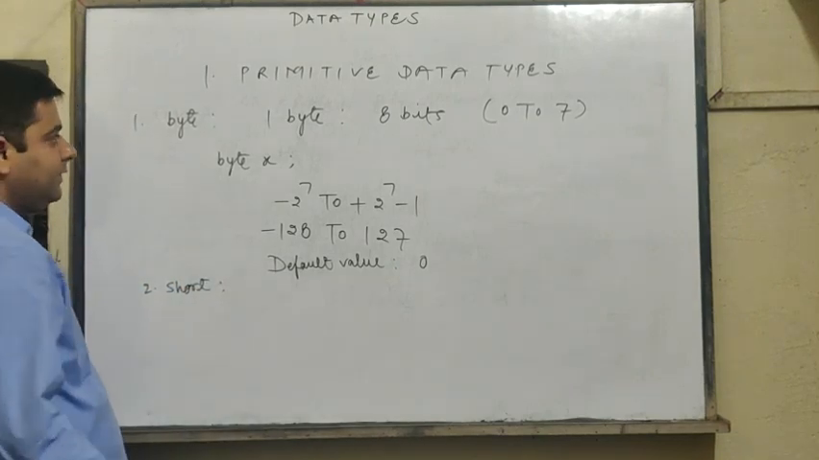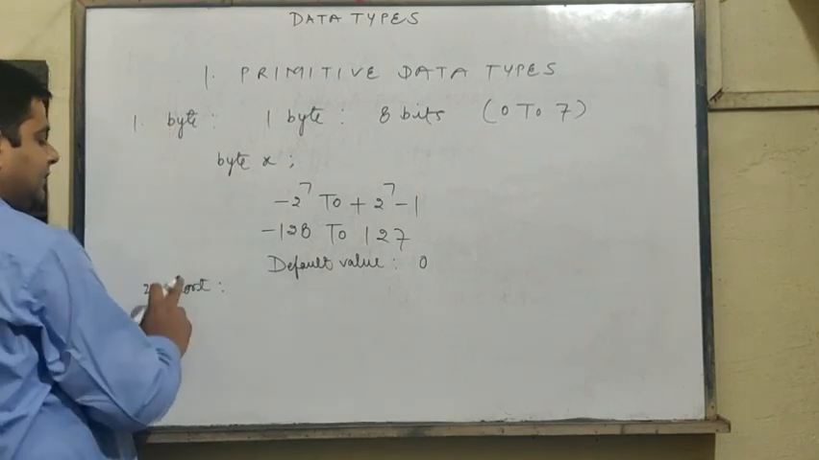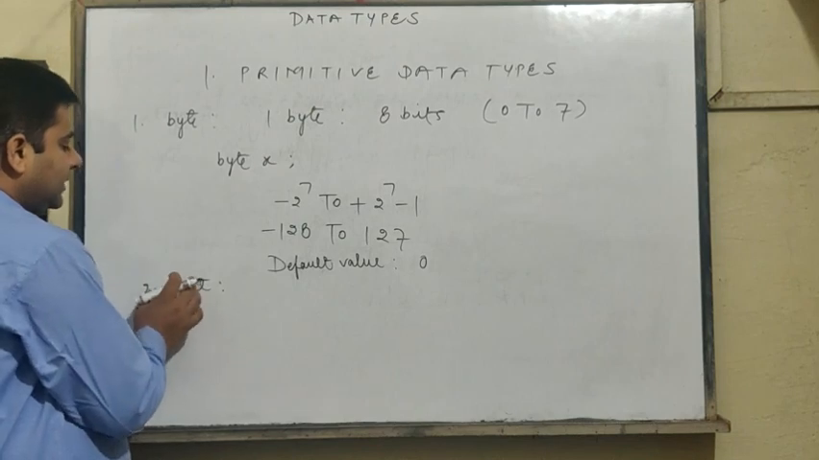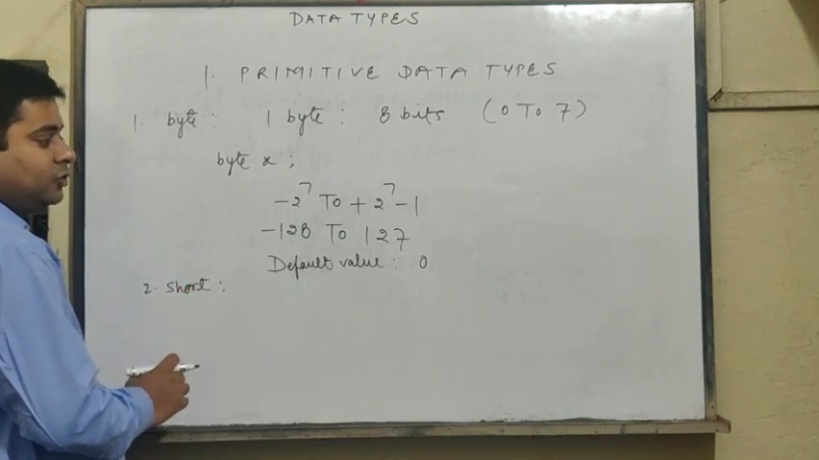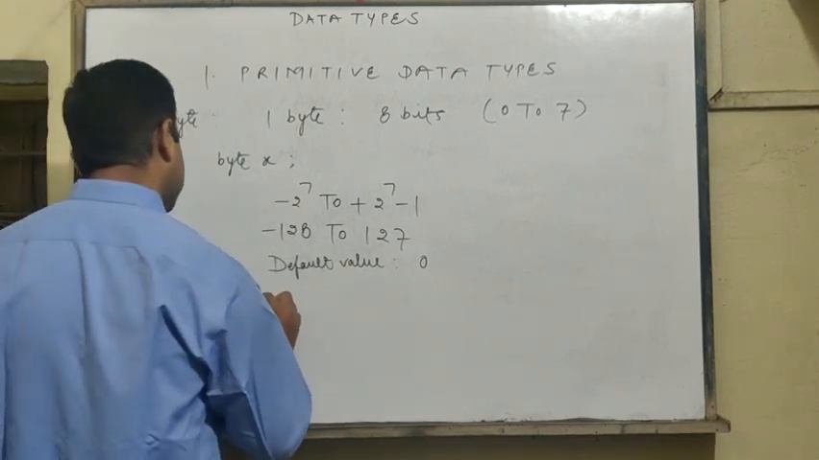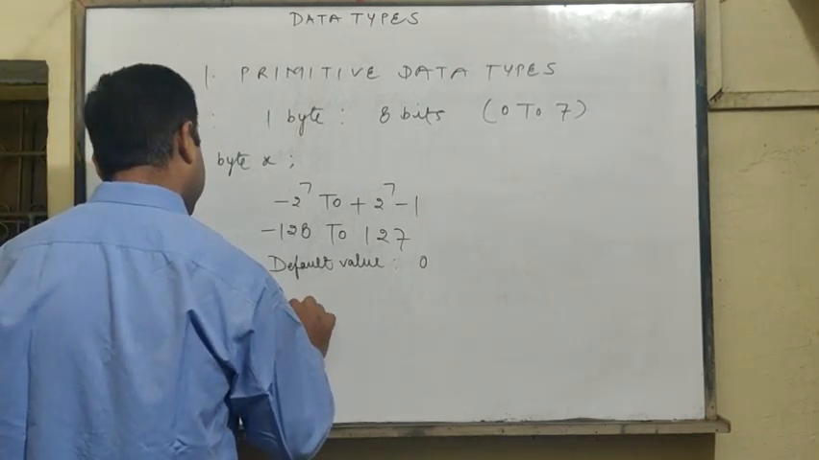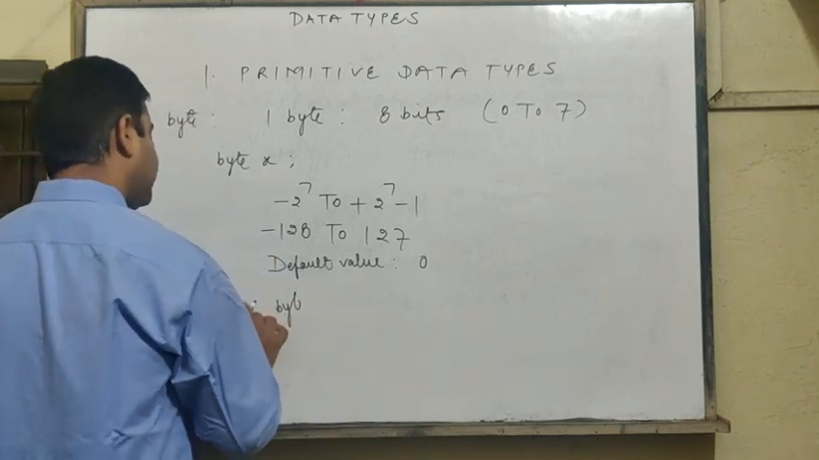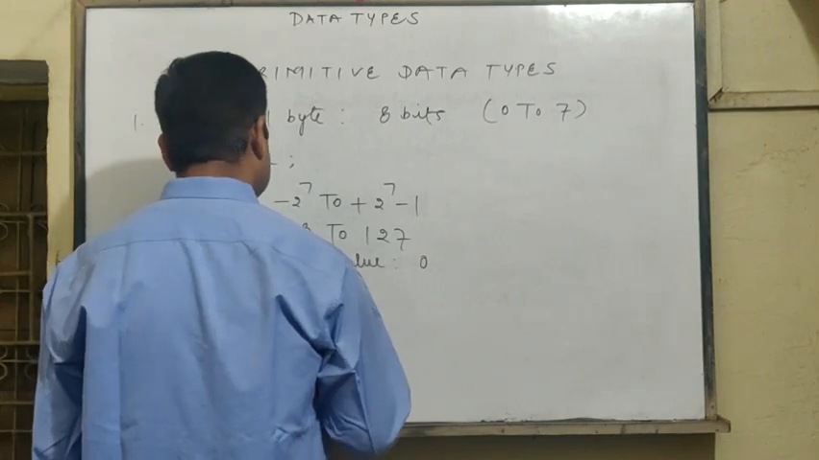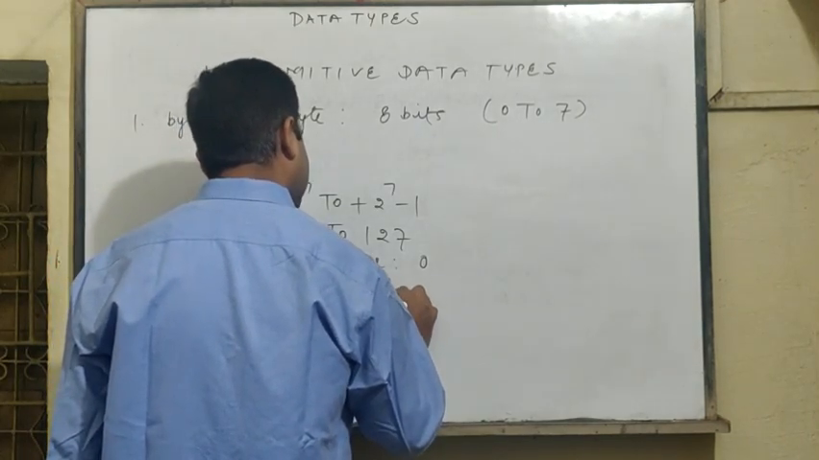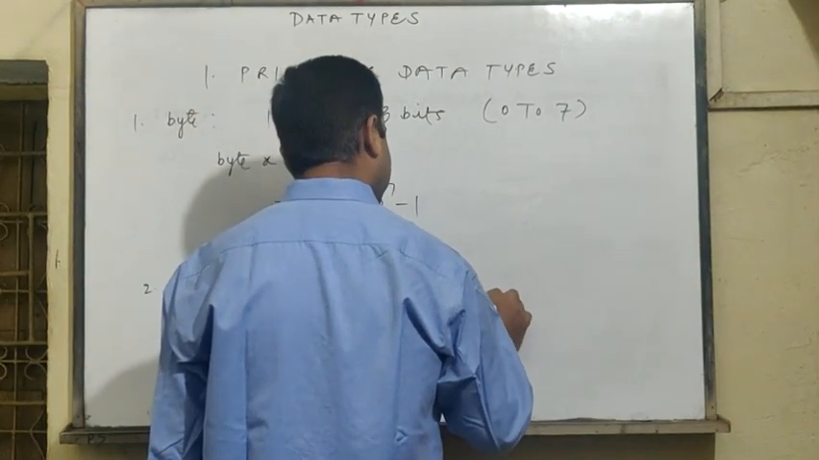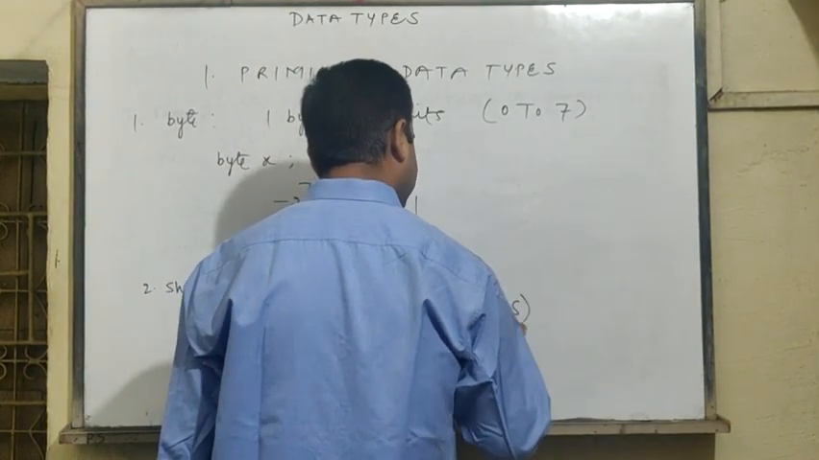Short integer. The data types have the first letter in lowercase. The short data type you will use when you are getting your answers in thousands. Short data type assumes 4 bytes of memory. Sorry, 2 bytes of memory. 2 bytes means it will assume 16 bits of memory. 16 bits means it will count from 0 to 15.